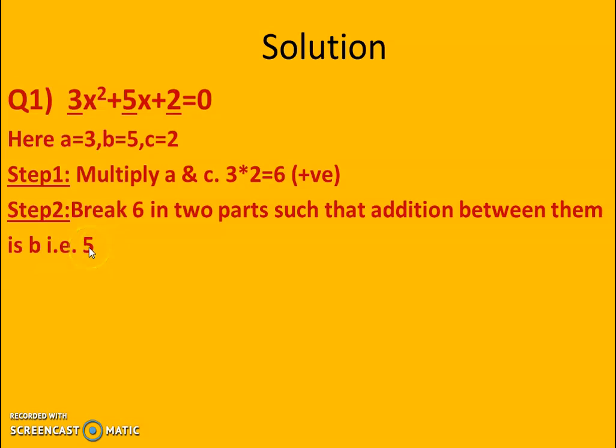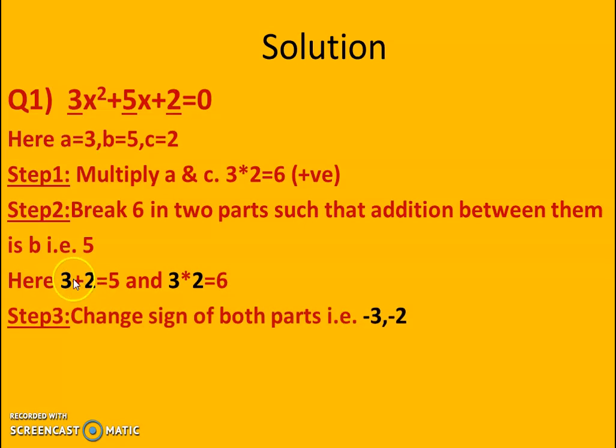So here we can take 2 and 3 because when we add 3 and 2 we get 5, and the multiplication of 3 and 2 gives 6. So here we have divided 6 into two parts, that is 3 and 2, and in the next step we need to change the sign of these two parts. So 3 will be written as minus 3 and we will write minus 2.